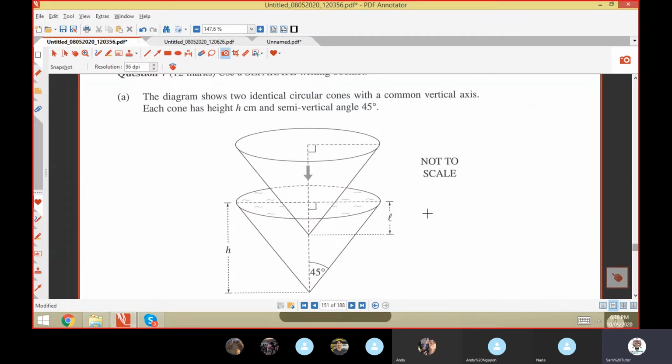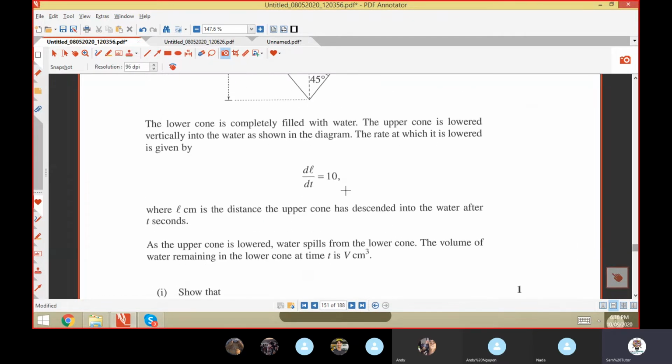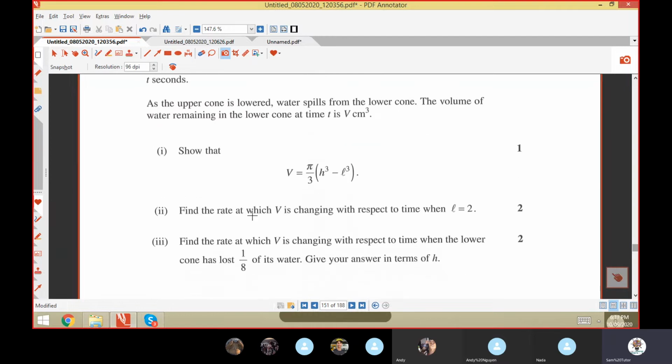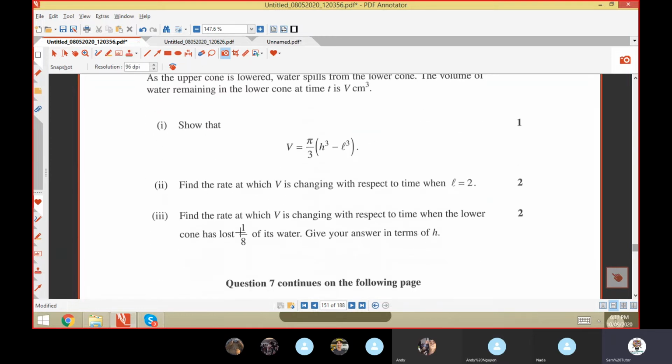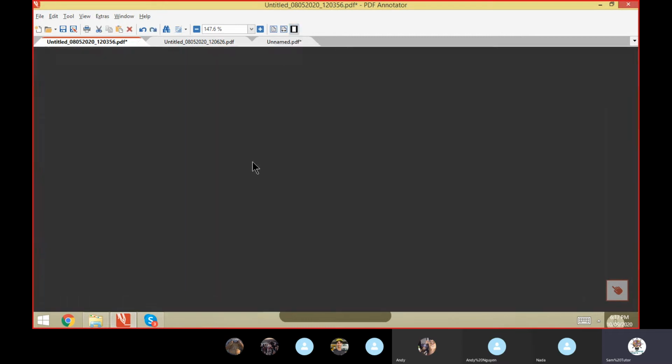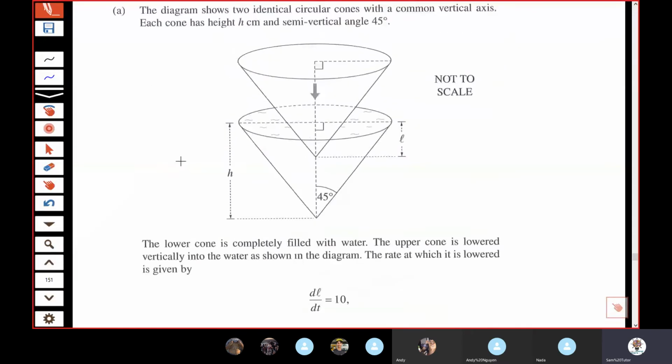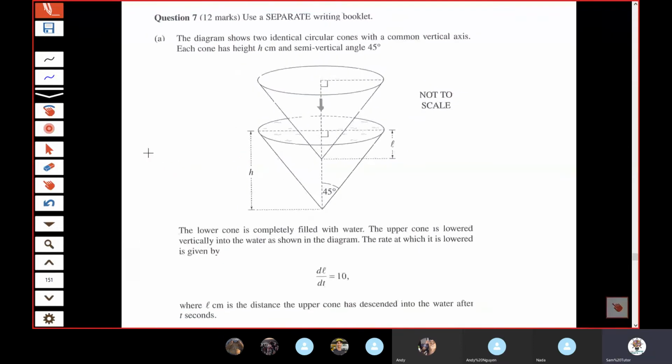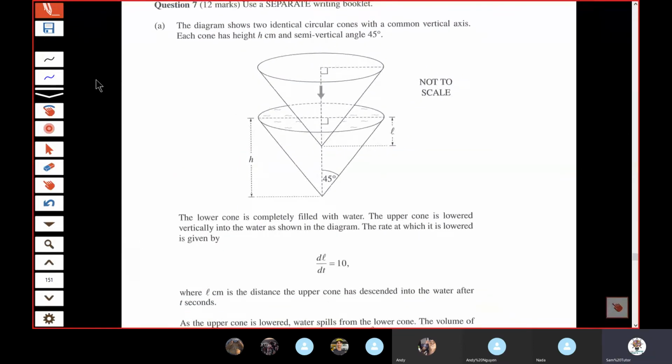The diagram shows two identical circular cones with a common vertical axis. Let me just read. Have a read. Each cone has height h and semi-vertical angle of 45 degrees. So the height of this cone there, roughly that, is also h. Anyways, we continue, and it's also 45 degrees.